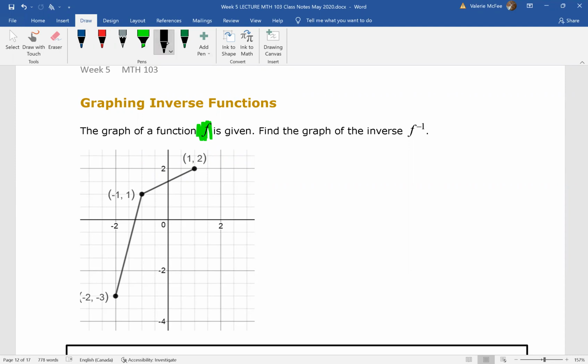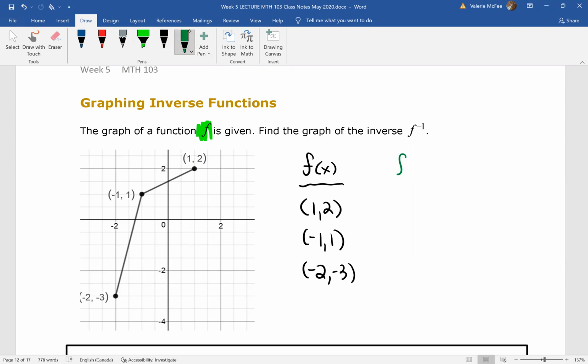My suggestion is to start by writing down the points you see on the f of x. So let's do that. We see we have an ordered pair at (1, 2), at (-1, 1), and at (-2, -3).